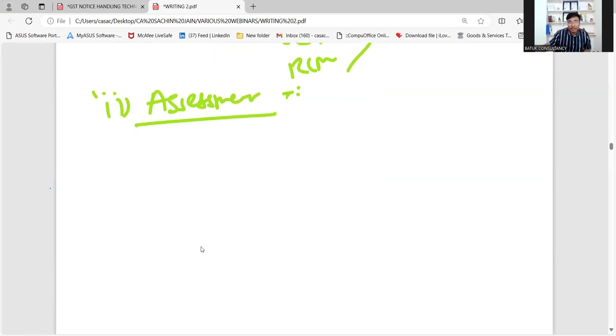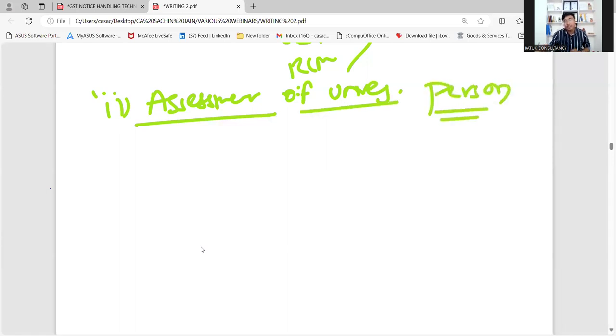Now, assessment of unregistered person. This is my second type of notice which the departmental authority can issue.